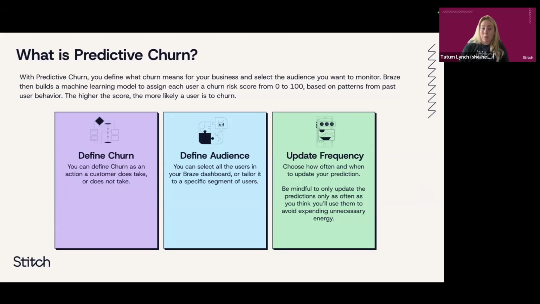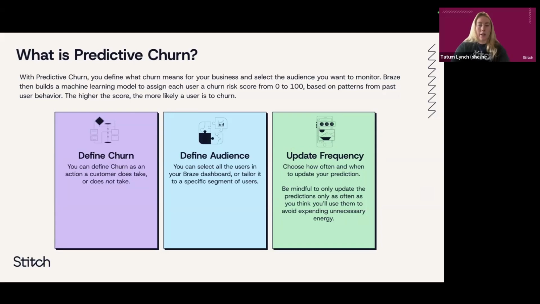Something maybe that you could say a user did not do, something that's, I would say, widely used is session data, right? So if you haven't seen anyone come onto your website or your app and log a session within Braze for a certain amount of time, you can indicate and say, hey, that user has churned. So then you also have the flexibility to define your audience. So you can either build this model based off of all your users or off a specific segment of users. And then also you can update the frequency to understand exactly how often you want to update your prediction.